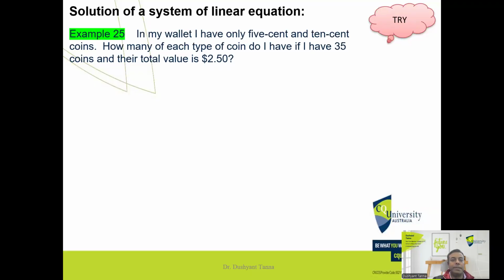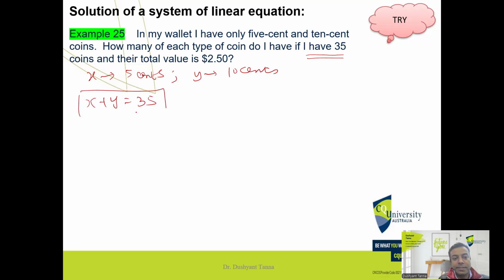Cool. Now this one. Again, my choice is X and Y. Yours could be A, B, C, D, M, N, E, F, K, L, whatever, right? But I'll write X, which represents the 5 cents, right? And Y, which will represent the number of 10 cents coins. To be precise, they are the number of coins. Now, I have a total of 35 coins. Therefore, the number of coins is 35. So X plus Y is 35, equation number 1.